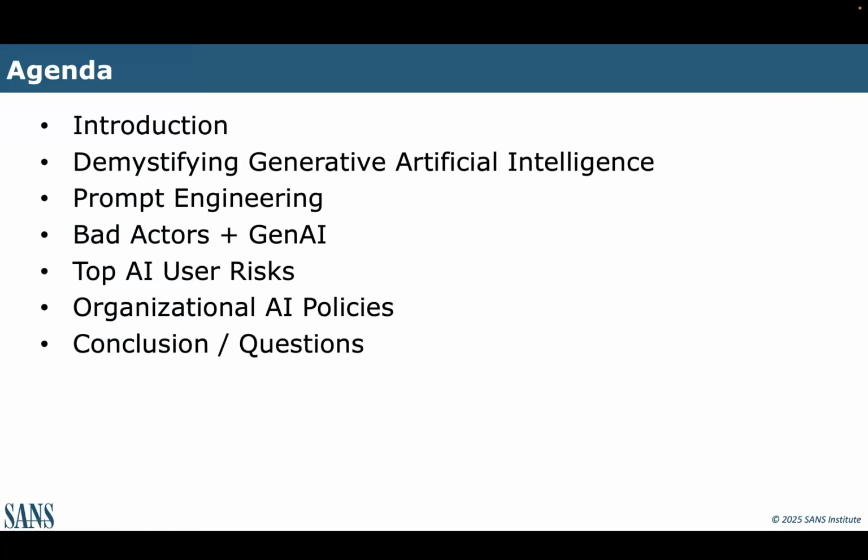Introduction, a little bit about demystifying generative artificial intelligence. What I mean by that is, what do we need to know about large language models and AI that informs safe use and risk management and things like that. We're going to talk about prompt engineering for about 5 minutes. I'm just going to give a brief overview of that. I'm sure that's not a new topic to many of you, but it is a very important topic.